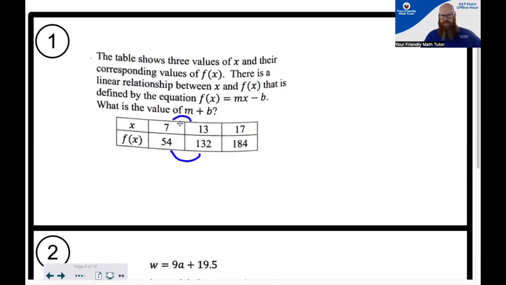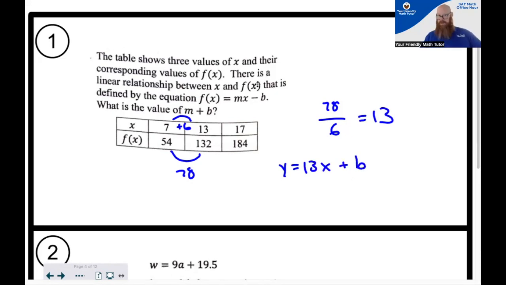Well, I know the x is going up by 6, and the y is going up by 132 minus 54. That is 78. So the slope is 78 over 6. So 78 divided by 6 is 13. So the slope is 13. So we have y equals 13x plus b. I know there's a minus b, but we'll get to that.